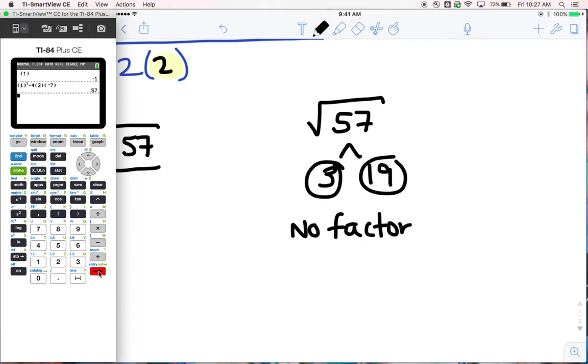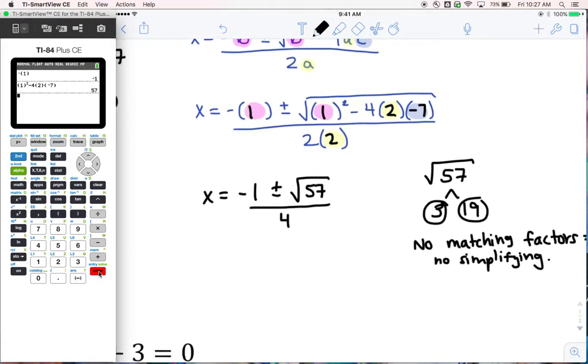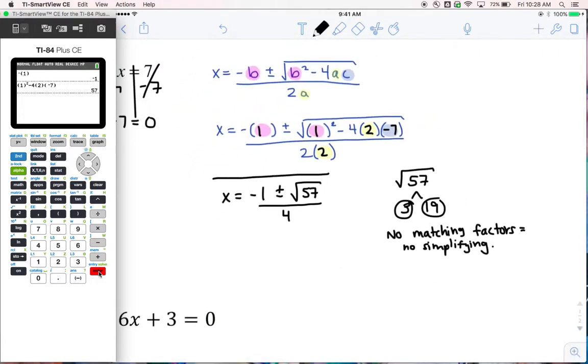We didn't have like a 3 and a 3 or a 19 and 19. We just had 1 3 and 1 19. So no matching factors, which means no simplifying. If we can't have matching factors, then we can't simplify. So what that means is I am finished. This is as good as it gets. If I cannot simplify, then I just stop. My answer is negative 1 plus or minus the square root of 57 over 4.